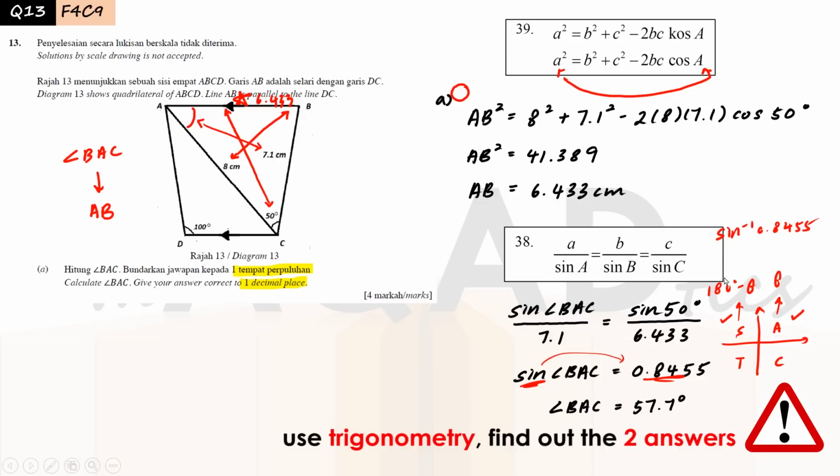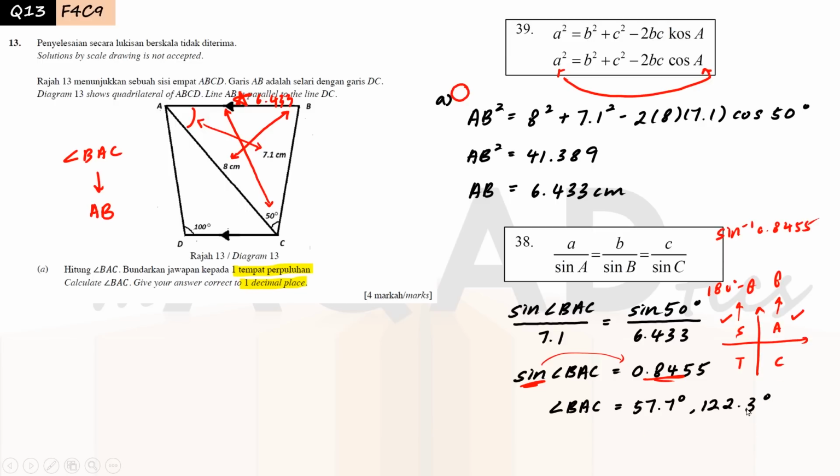And for the other value, it will be 180 minus 57.7, so it's 122.3. Now from the two answers, I'm going to see which one is suitable for our angle in this diagram. If you look here, it looks like the angle is not going to be obtuse. Obtuse would be an angle like this, more than 90 degrees. But if you look at this diagram, it looks like it is not obtuse, right? So we are going to reject this answer.